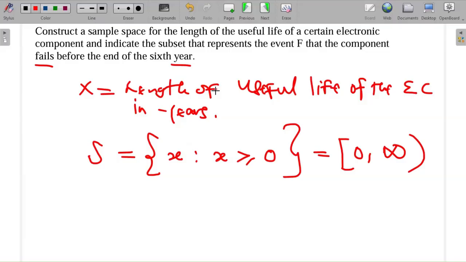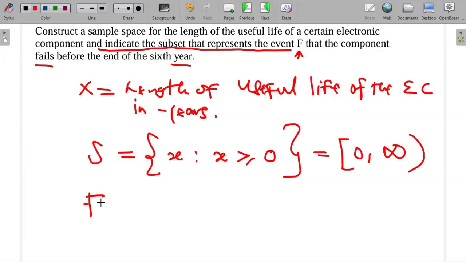So the component can fail after 0 years, after 1 year, after 2, 10 years, 50 years, and so on. All right, and then the other part was to indicate the subset that represents the event F. What is the event F? That the component fails before the end of the 60th year.